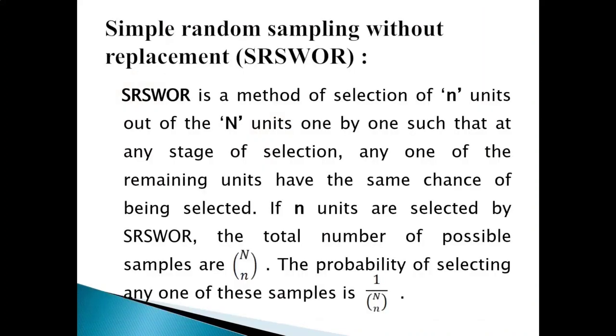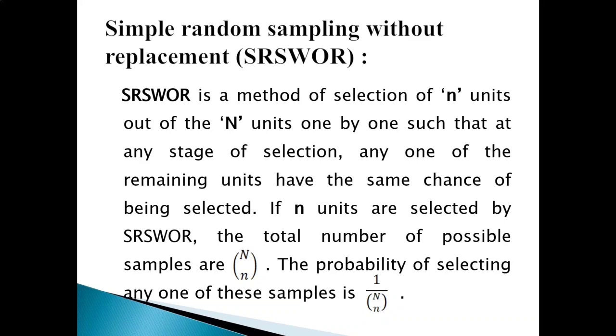And here we can observe simple random sampling without replacement, SRSWOR. Simple random sampling without replacement is a method of selecting small n units out of capital N units one by one, such that at any stage of selection, any one of the remaining units has the same chance of being selected. So here the units are not replaced back. In simple random sampling with replacement, the units are recorded and then replaced back into the population. But in simple random sampling without replacement, the unit is recorded but not placed back; it is kept aside.